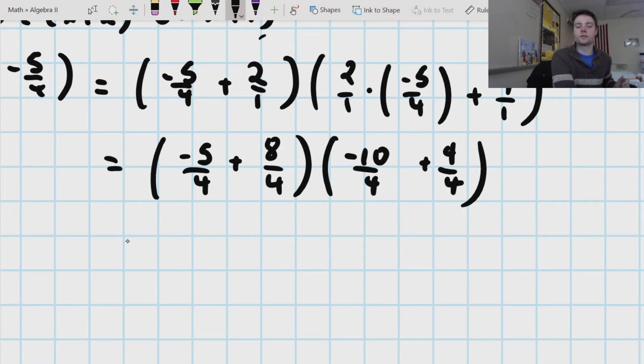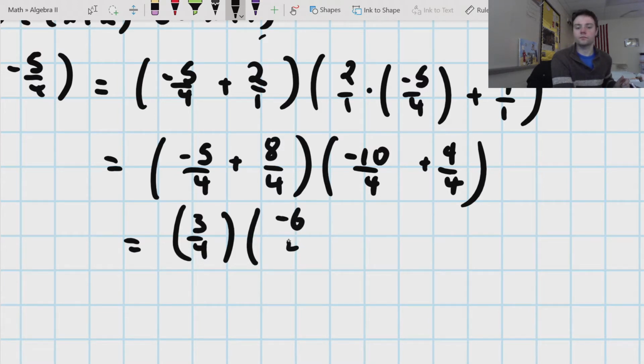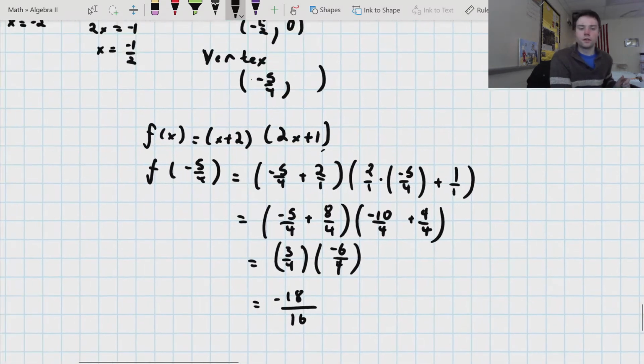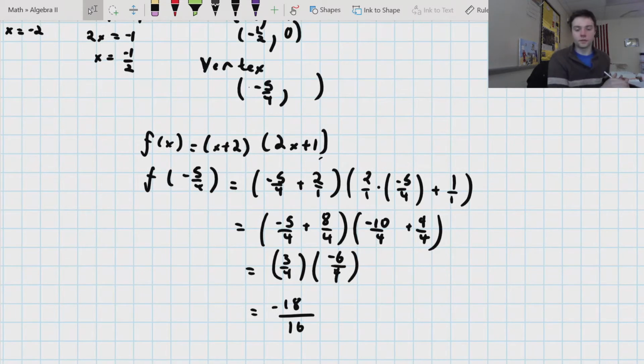So I've got 3 over 4 and negative 6 over 4. So I've got 3 times negative 6 is negative 18 over 16. Okay, so negative 18 over 16, and let's just double check that.